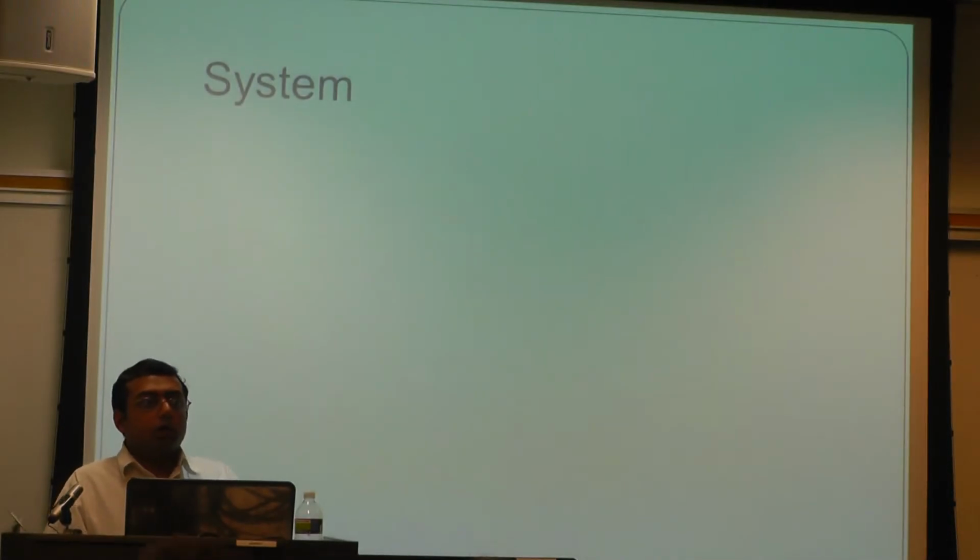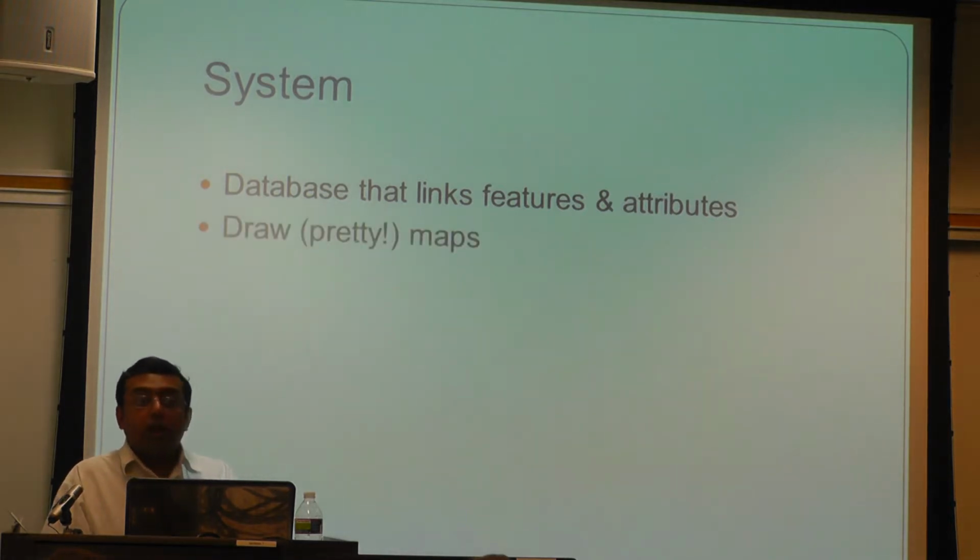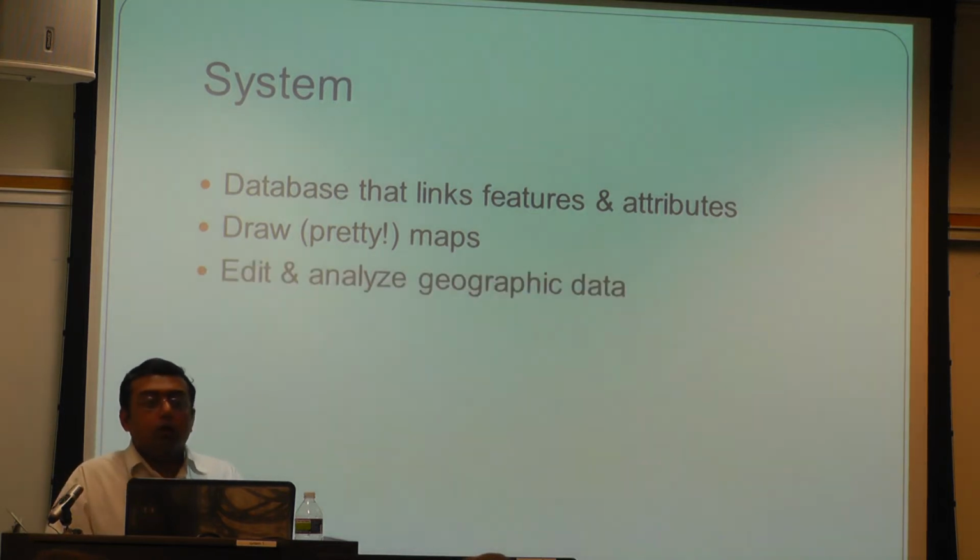The third thing is, what exactly does GIS do? Given the need to create visually representative data, the need to store information either as features or attributes, what does GIS do? It creates a database that basically links features with attributes. This basically helps you draw really pretty maps and also lets you edit and analyze geographic data.